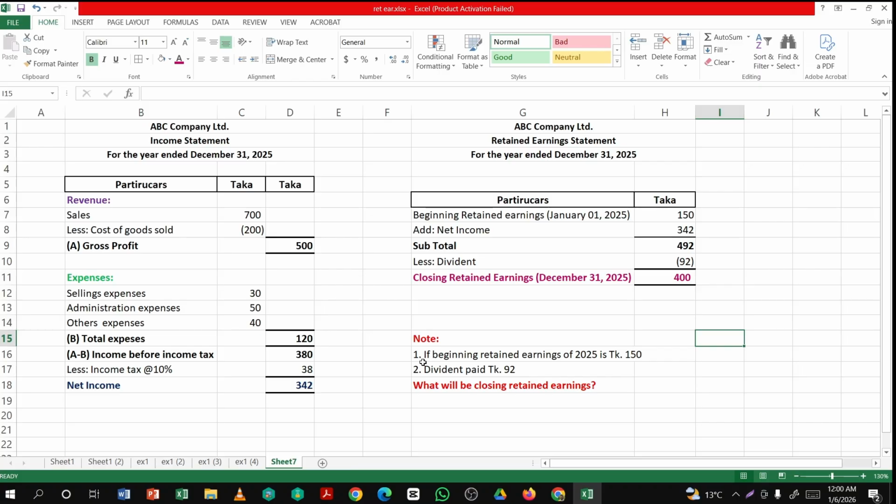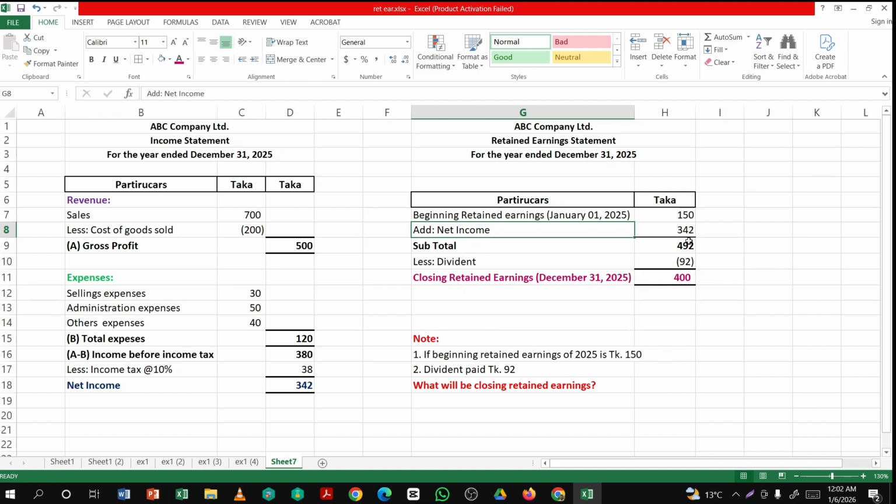Here the given information: beginning retained earnings of 2025 is 150, dividend paid taka 92. What will be closing retained earnings? Beginning retained earnings of 2025 is 150. This is the beginning retained earnings. This is net income 342 for the year ended 31st December 2025. Now add net income 342.